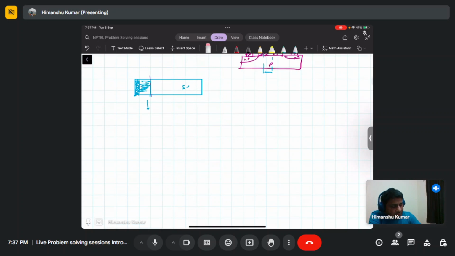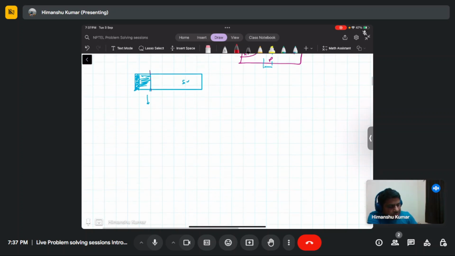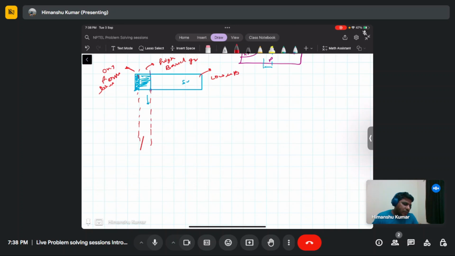To draw the band diagram, you need to consider each interface. This oxide will have a high band gap, this metal region will have only a Fermi level, and this semiconductor will have a comparatively lower band gap plus doping.